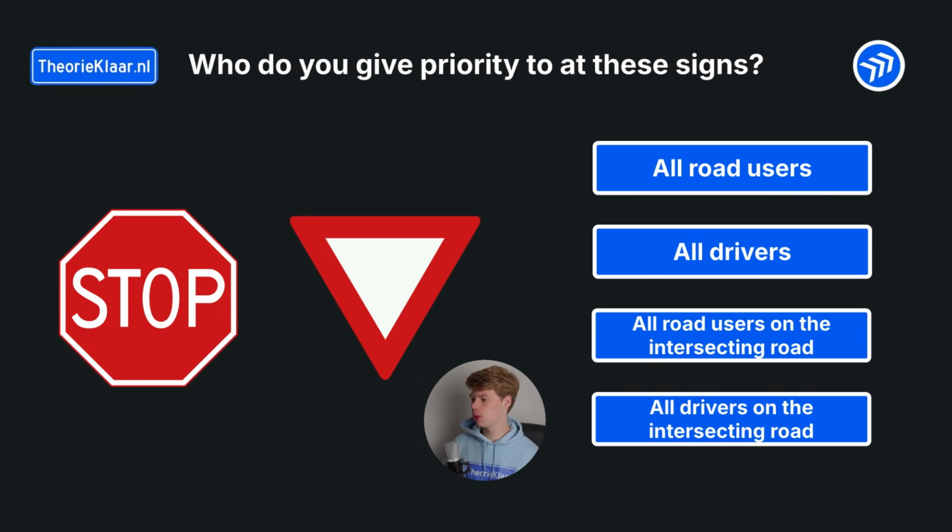Who do you give priority to at these signs? All road users, all drivers, all road users on the intersecting road, or all drivers on the intersecting road? Here, the right answer is all drivers on the intersecting road. And with the intersecting road, we mean the crossing road. So you let drivers coming from the left or right pass.